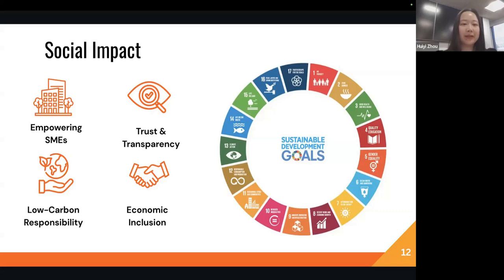Second is trust and transparency. Blockchain verification ensures shared, reliable data. Buyers and regulators see the same record, cutting out redundant certification and enabling fact-based decisions. Third is economic inclusion. Emerging market suppliers get equal access to forecasting and compliance tools. This helps them form trusted partnerships, create jobs, and build resilient local economies.